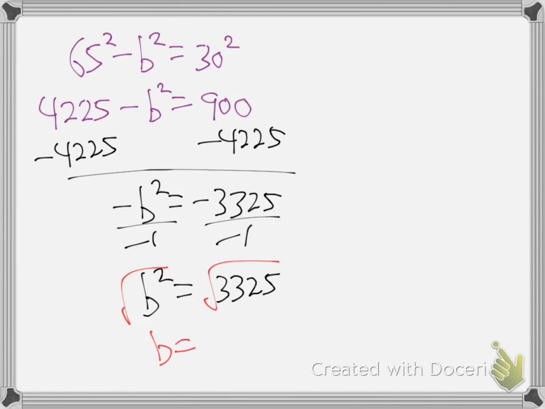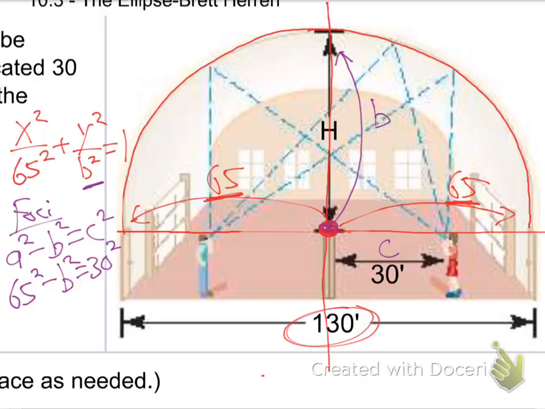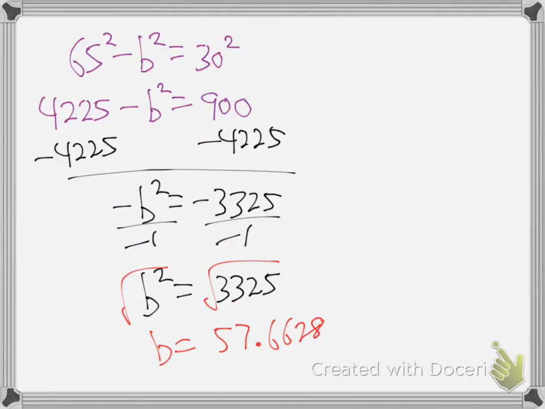So I'm getting, I got that number, 57.6628. I don't know how far they want me to round. Whatever. That's how tall they should make the ceiling from head level. 57.6628. Is that good? Does that make sense for the Whispering Gallery problem?